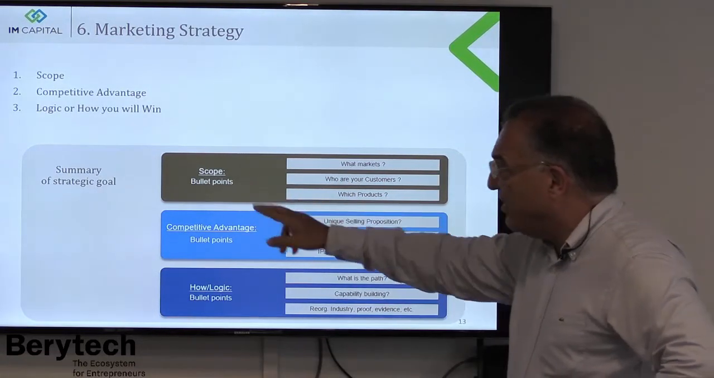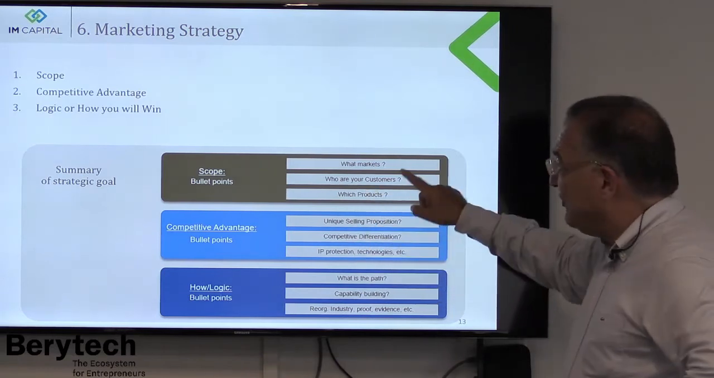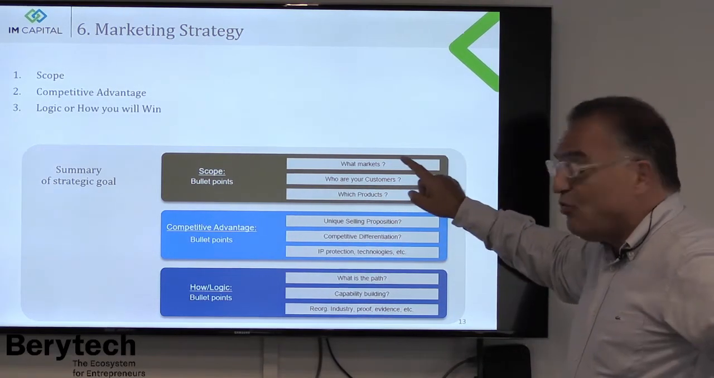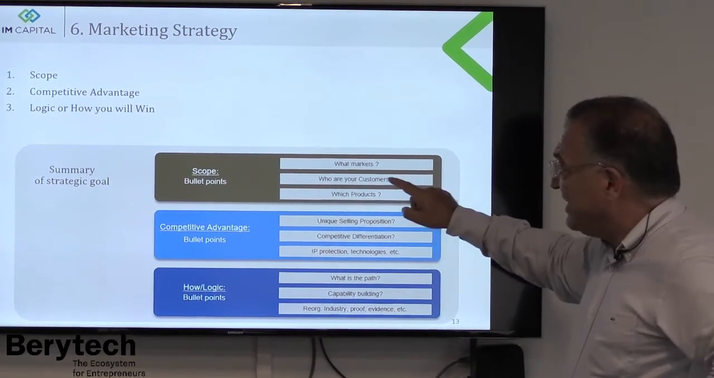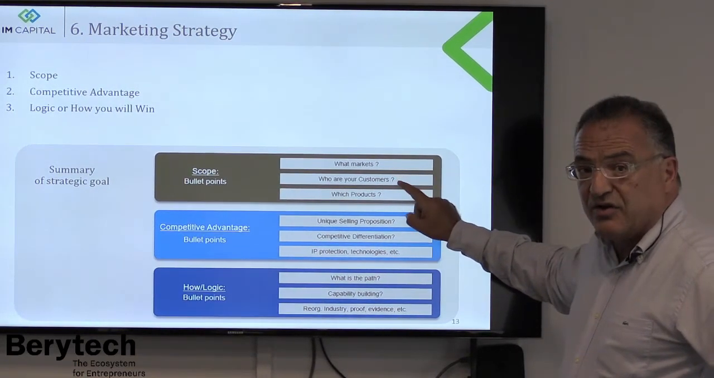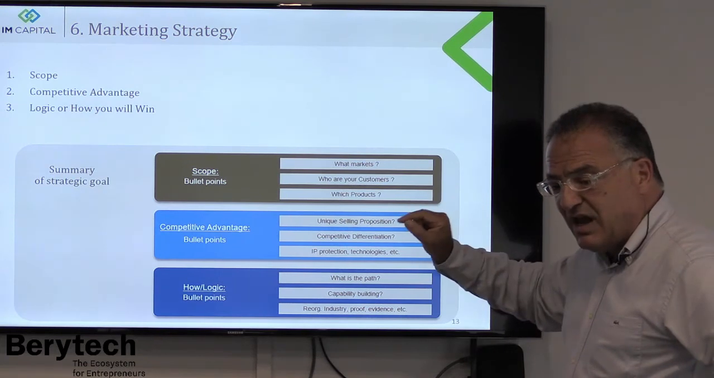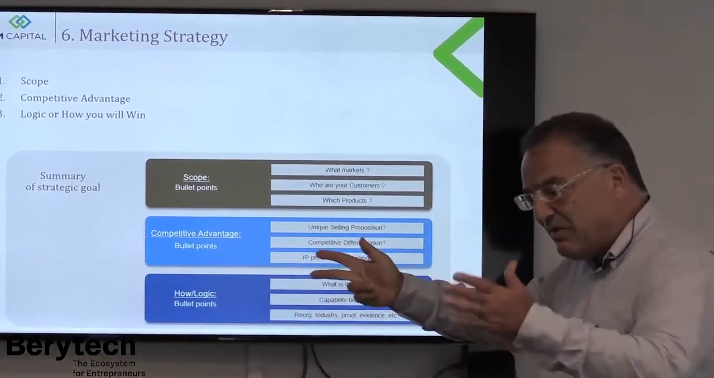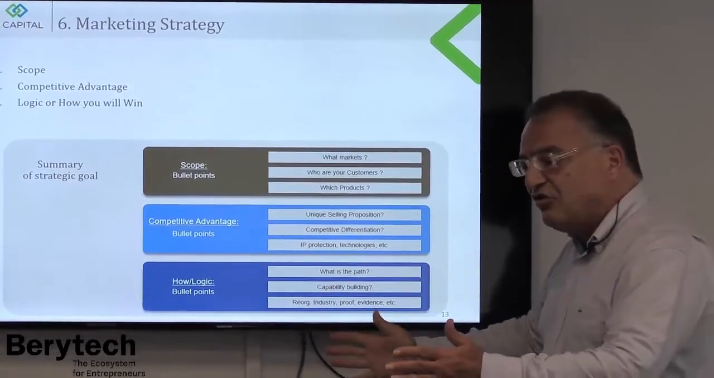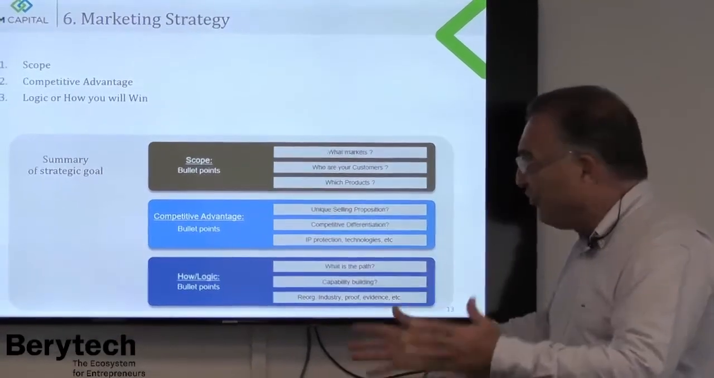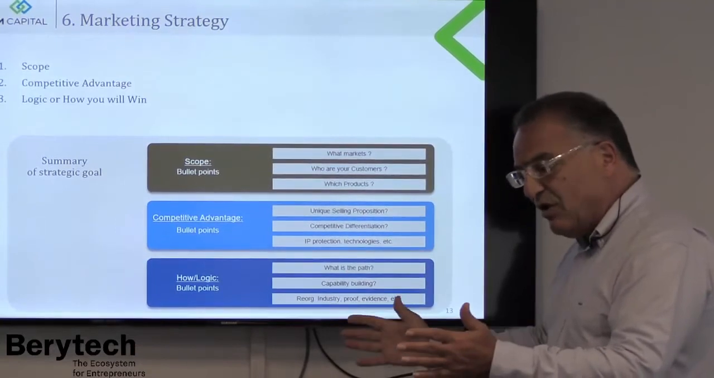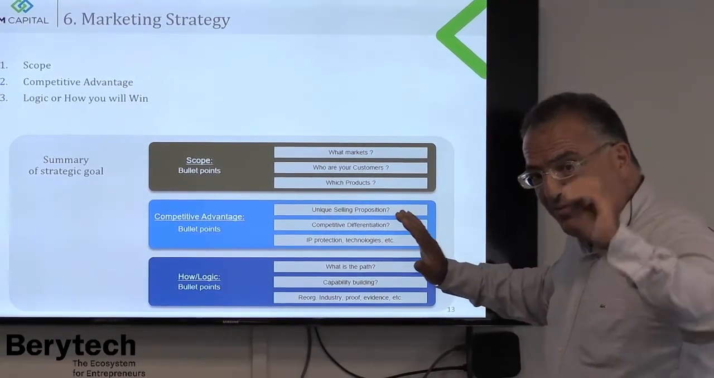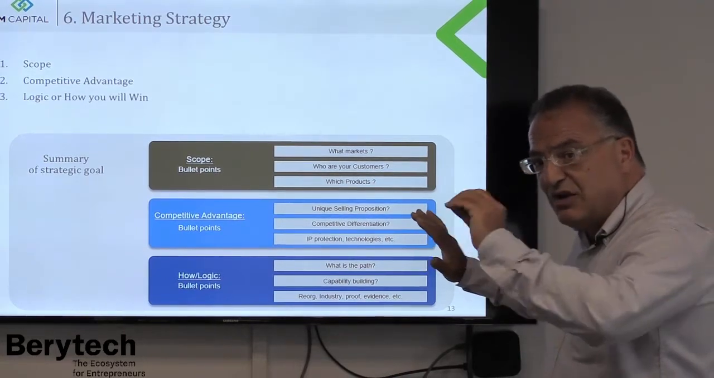So what is the scope? In the scope, tell me what your products are. What are the products that you're selling? Tell me to what markets you are selling, and who the customers are in those markets. So identify to me your product, your customer, and the market that you have. Tell me what they are today, and what they are going to be 5 years down the road. Don't only give it to me for today. So this is the scope. It's very simple: what product, to which customers, in which markets.